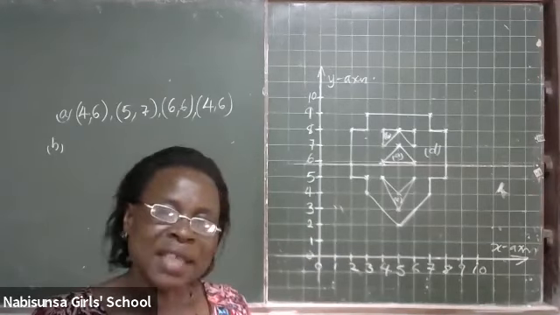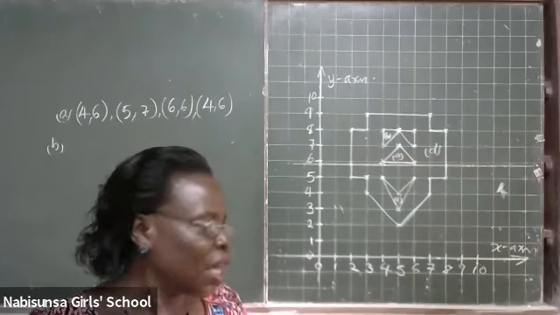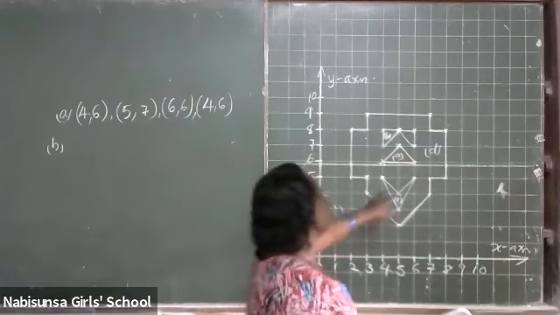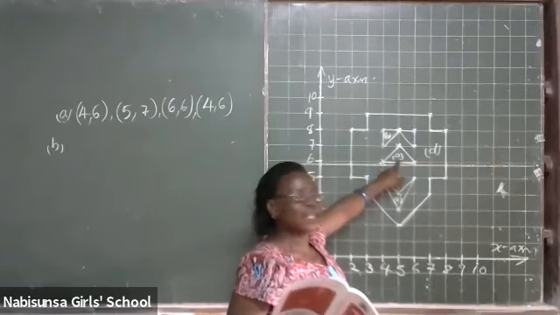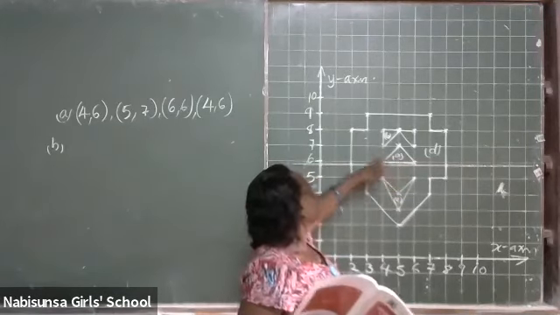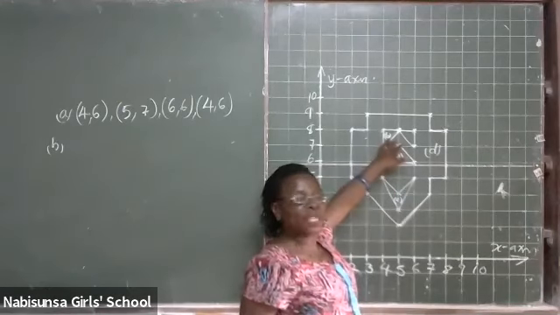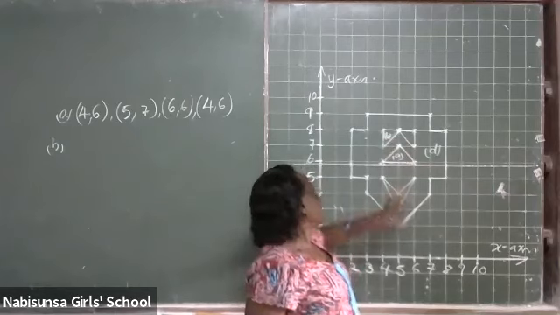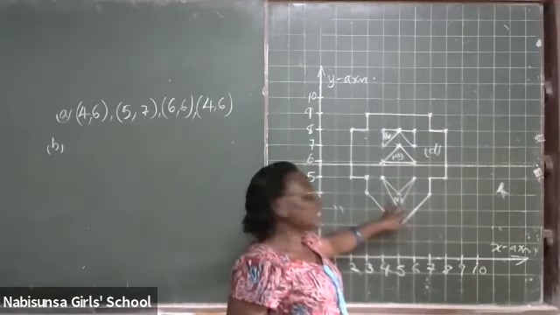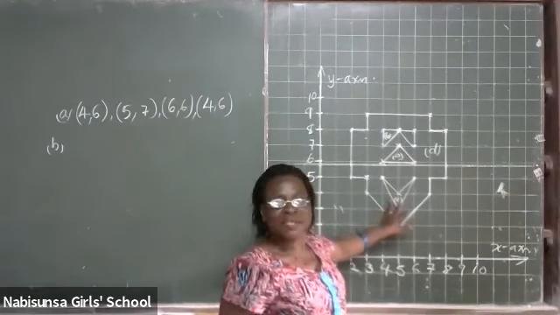And when we plot points, we come up with something. When we plotted the first set of points, we came up with a triangle. This is the triangle we had in part A. Then we plotted a set of points in part B, and this is the figure we came up with. Then we plotted a set of points in part C. This is what we achieved.